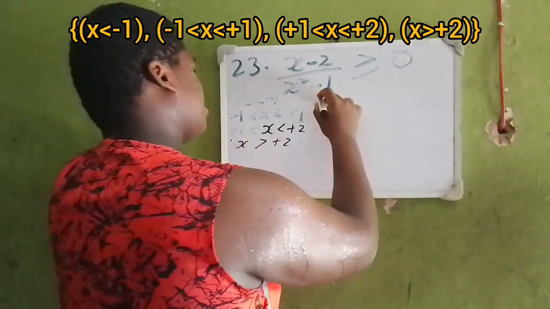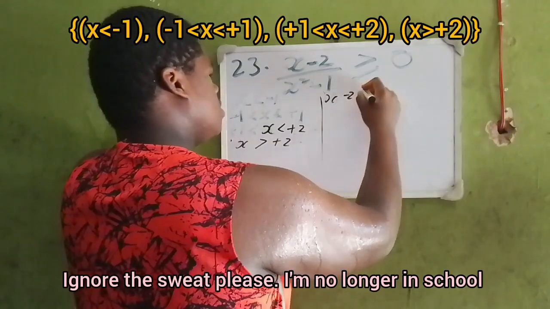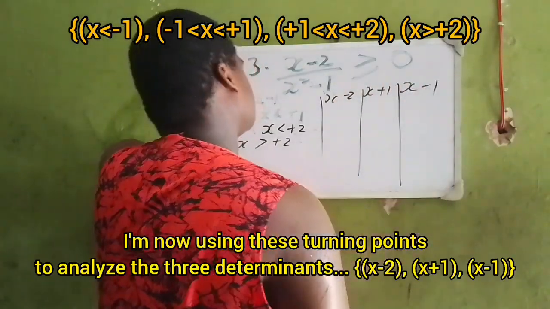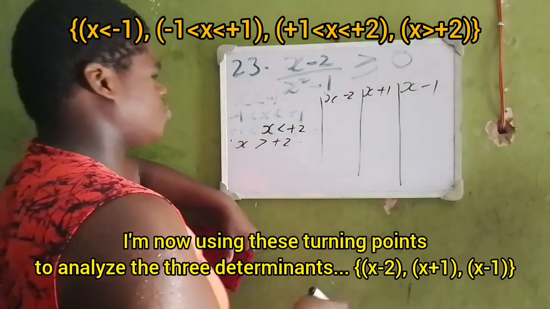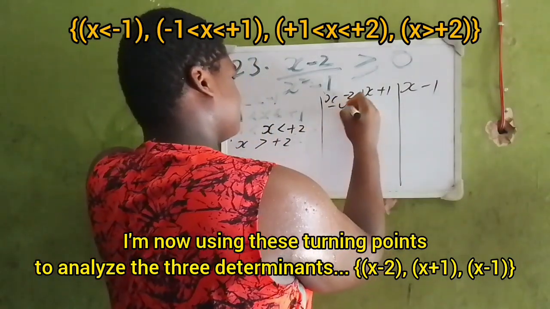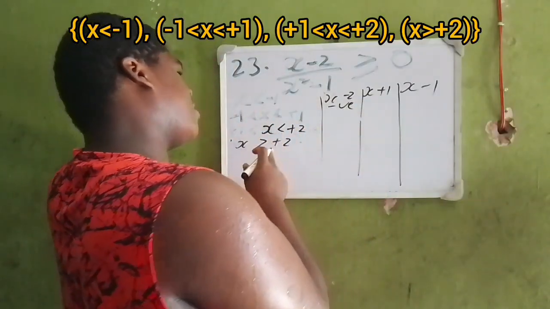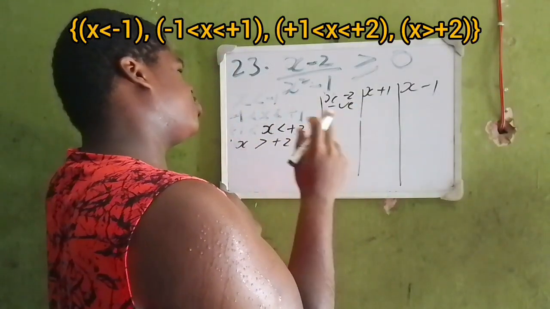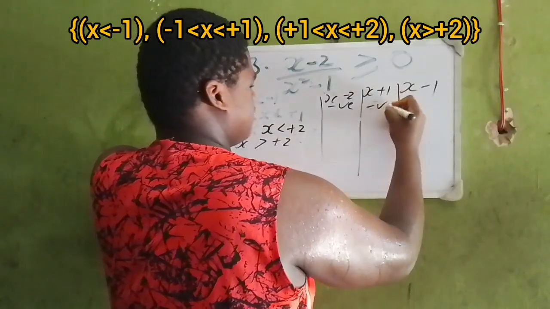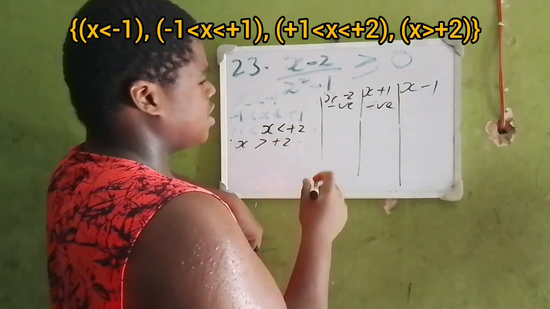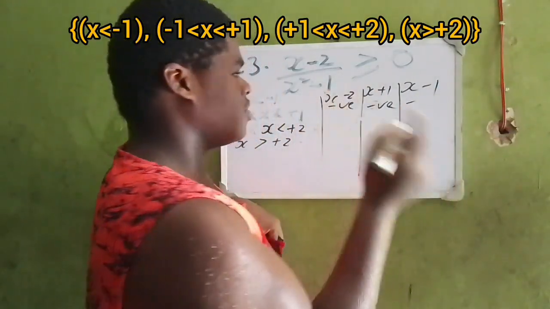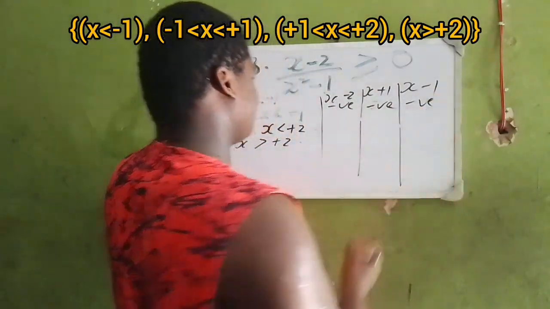What are your determinants? First x minus 2, then x plus 1, then x minus 1. When x is less than minus 1, x minus 2 is going to be less than minus 3, so that is negative. When x is less than minus 1, x plus 1 is going to be less than 0, so that is negative also. When x is less than minus 1, x minus 1 is going to be less than minus 2, so that is negative also.